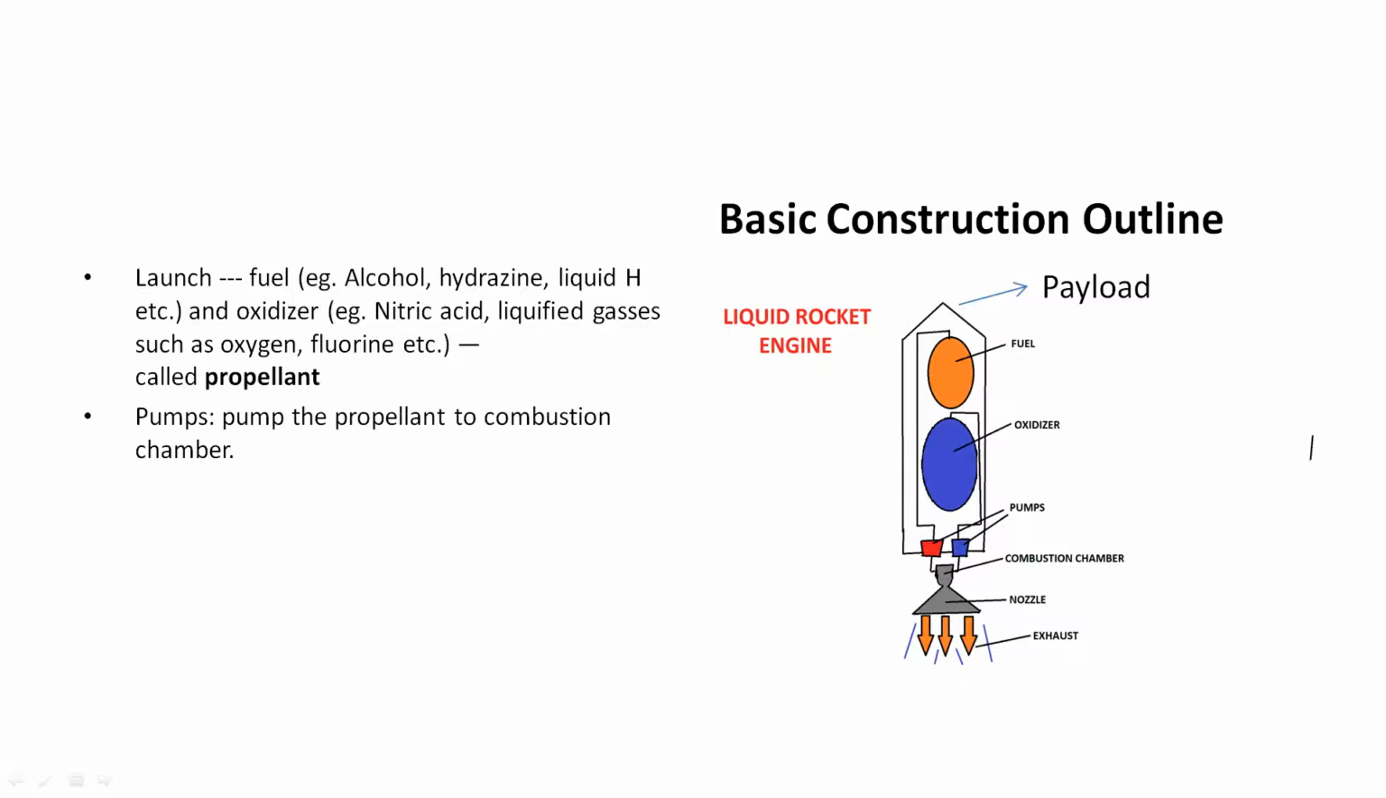So the next one is pumps. The pumps will help the propellant go to the combustion chamber, because from here the fuel will go through this line and the oxidizer will go through this pipe. These pumps will move the mixture of fuel and oxidizer into the combustion chamber.